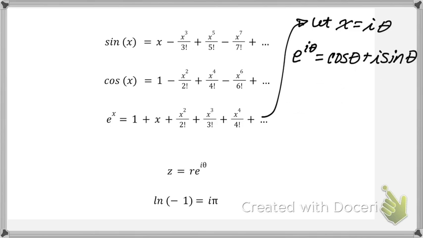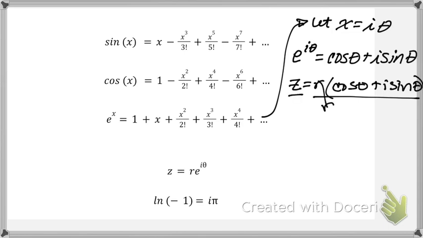Another thing that I know is that z is equal to r cosine theta plus i sine theta. And that's from work with complex numbers. That's the trigonometric or polar form of a complex number. Well, look what happens here, I can divide by r. So I have z over r. And then I've got this match here.